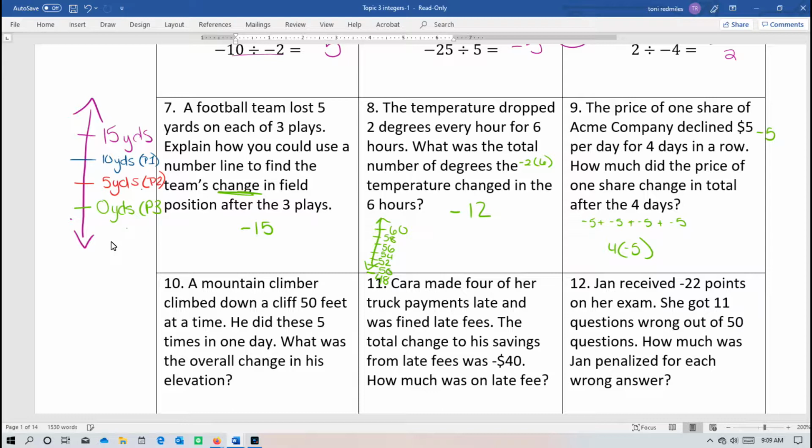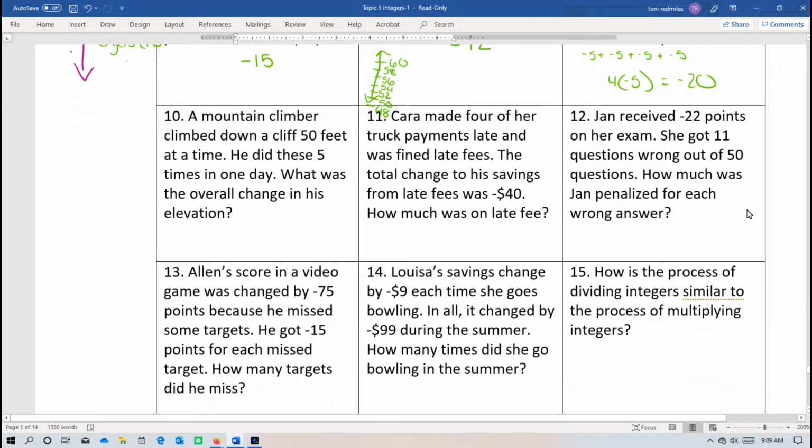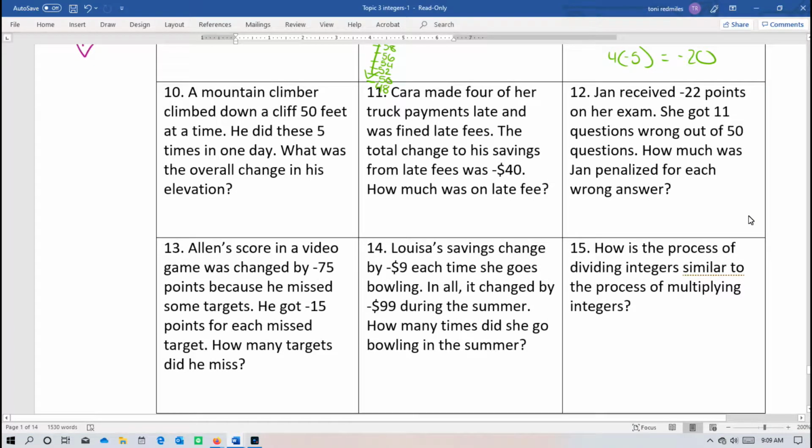A negative and a positive is going to give me a negative, and it's 20. Why is the 4 not negative? Well, because I can't have negative days. Does that make sense to have negative days? No, I can't say it drops for negative 4 days. It didn't happen then because time cannot go negative, okay? So 4 is positive, the 5 is negative.